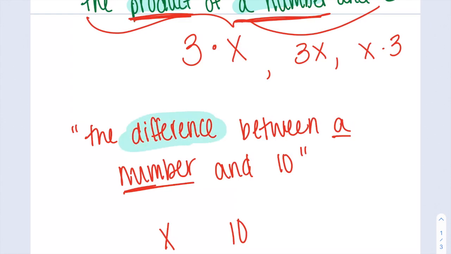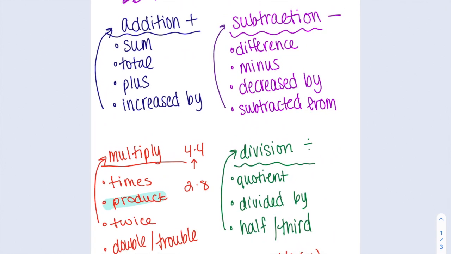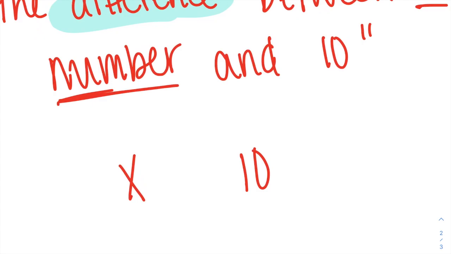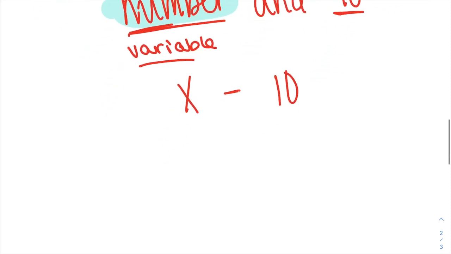This word difference has to stand for some operation. It's either addition, subtraction, multiplication, or division. If I go up here and look at my list, I see it now. It is subtraction. If I want to know the difference between a number and 10, I am talking about a subtraction problem. So I put a minus sign in between a number, which is x, that variable, and 10. If you are getting really confused by this a number part, all it means is a variable. Do not let yourself be stopped by where it says a number.